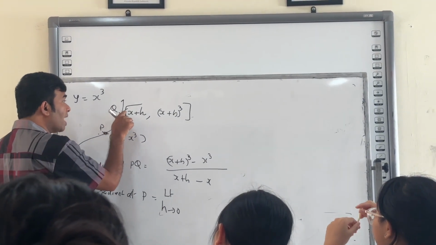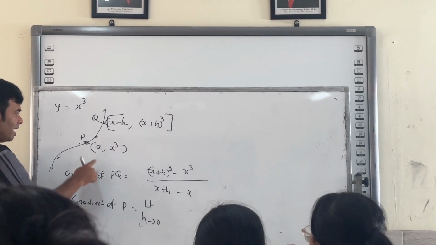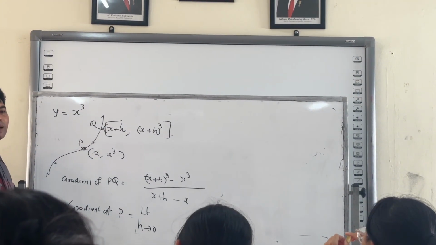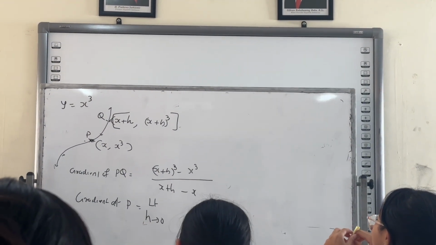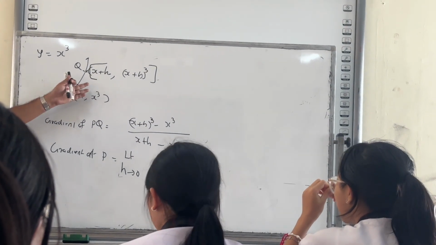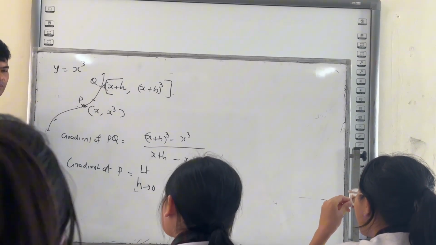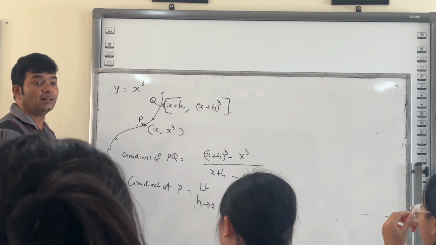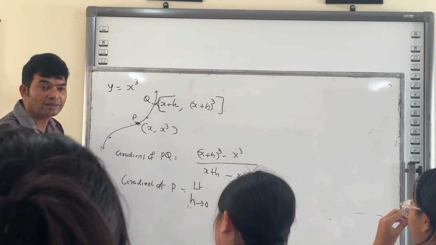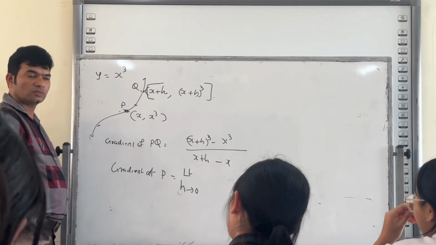You start with the point as x comma x cube, make it P, and then move the other point, so h is becoming 0, right? The nearby one, instead of h, you can name it k or b or whatever. The question will be: find the gradient at any point. That's all. How to find the gradient at any point. Up to us.